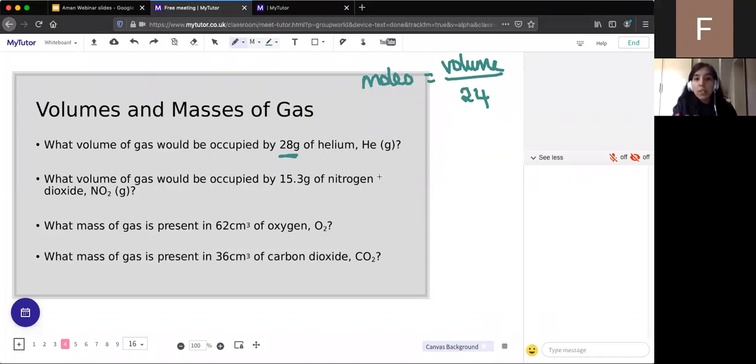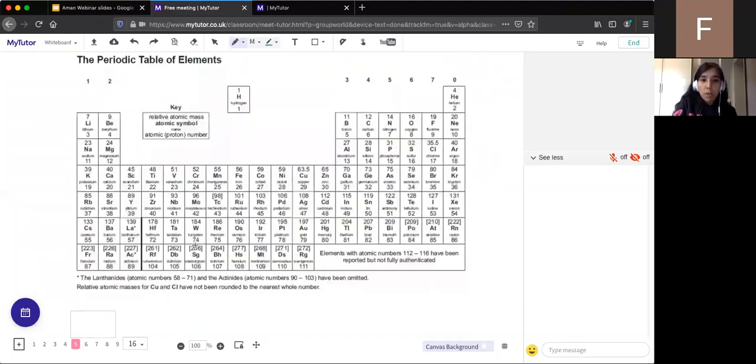Moles. Excellent. So what's the equation then to convert a mass into moles? Good. Moles equals mass over MR. So if moles equals mass over MR, we want the mass. So what does that mean that the mass is equal to? If we rearrange that equation, what's the mass equal to? Or the moles equal to? The mass is 28 grams, and so what's the MR? Does anyone know the MR of helium? If not, we can look at our periodic table.